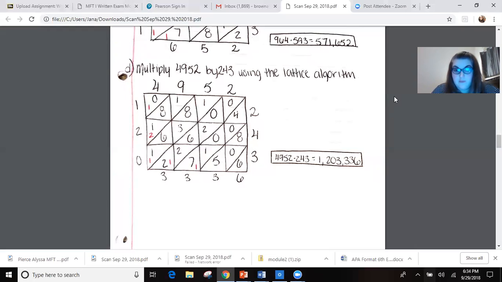So then you're going to multiply 4,952 by 243 using the lattice algorithm. You're going to again write your little squares and do your multiplication, all to come out with 1,203,336. You see that we had to carry over 2 instead of a 1 here, but the same rule applies.